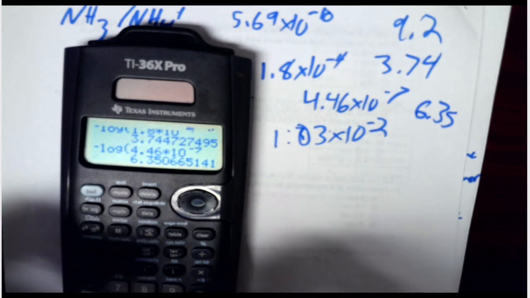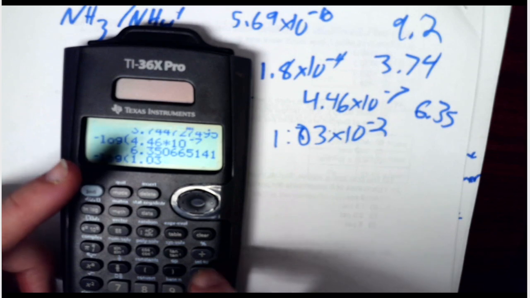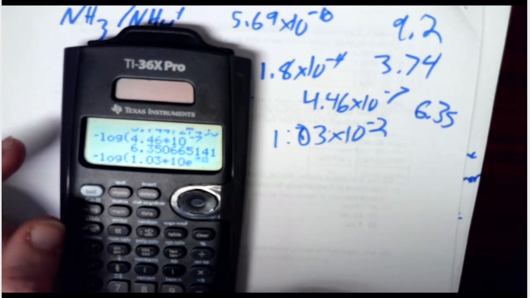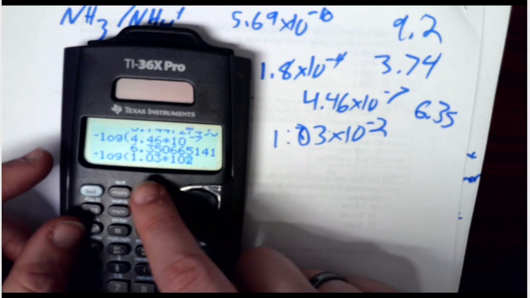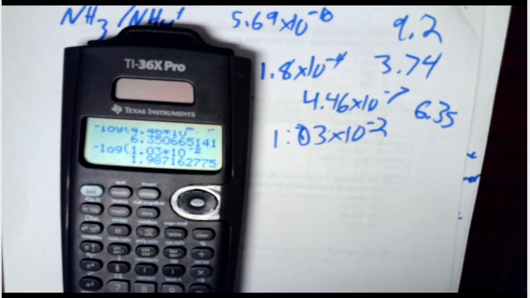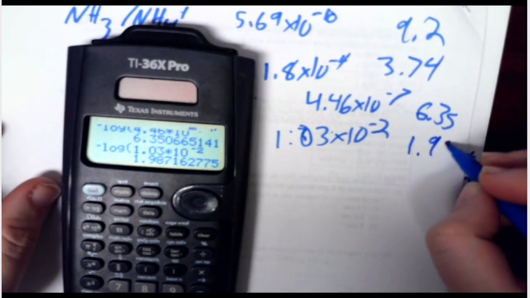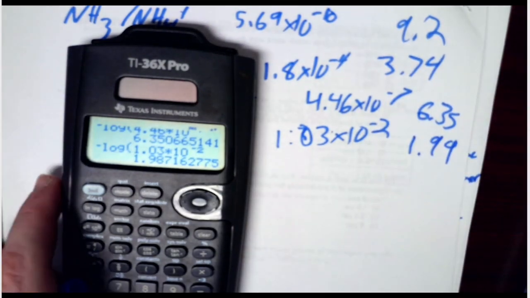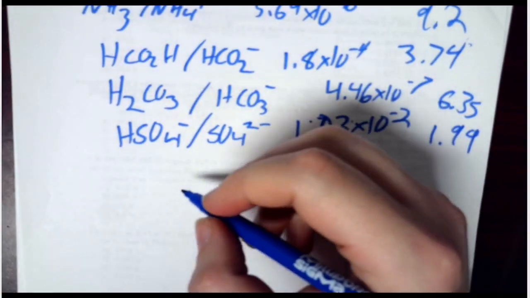And negative log of 1.03 times 10 to the negative 2nd, and that's 1.98. Close, but not quite close enough. I'd rather have the 3.74 to get it to 3.5.